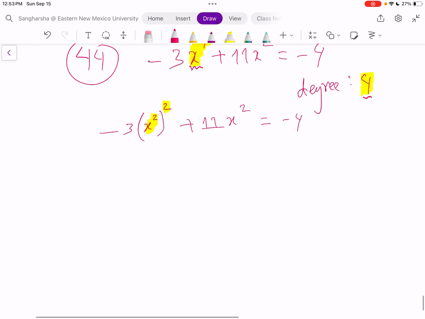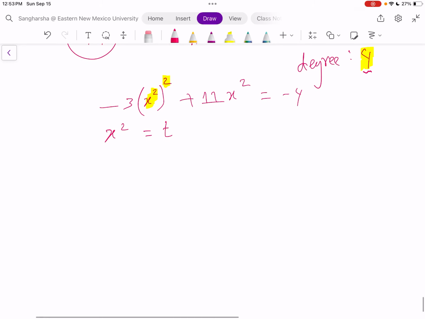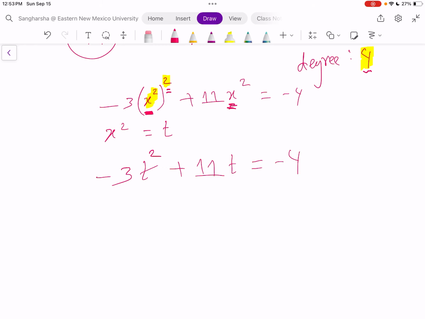Then we make a substitution. Let's call our x squared t. Now we replace every x squared by t. So we have negative 3, this x squared is t, and we have the square as it is, plus 11, this x squared is t, equals negative 4. So we replaced every x squared in the equation by t, because that's what we called it. Our x squared is t.